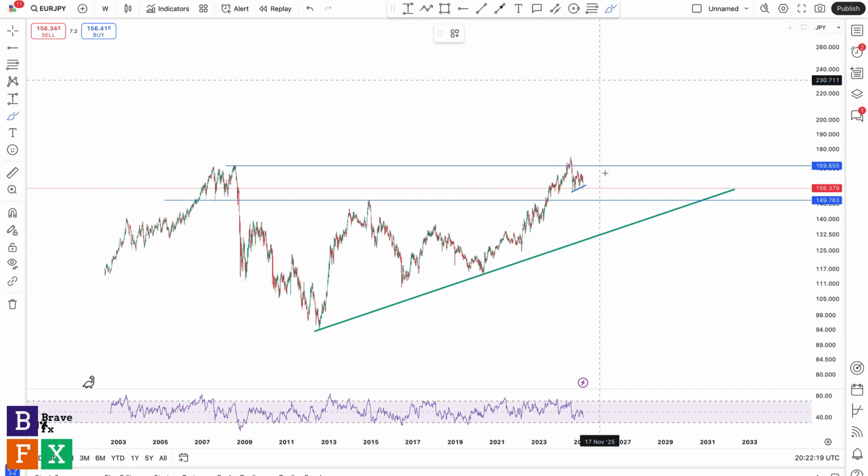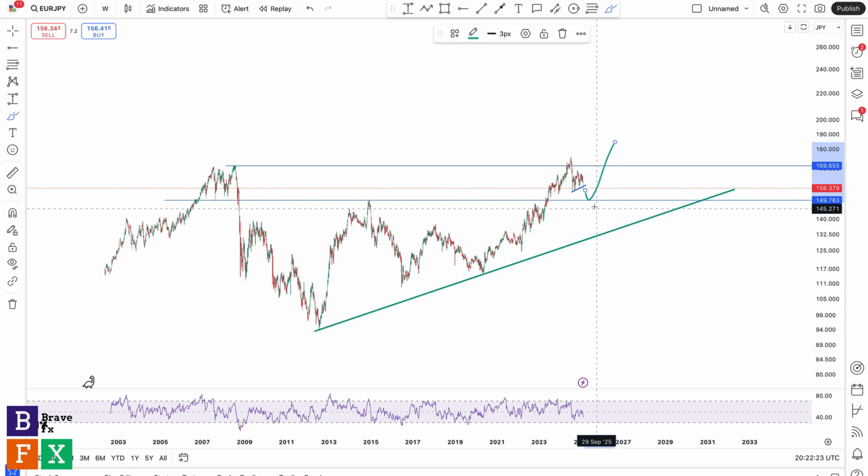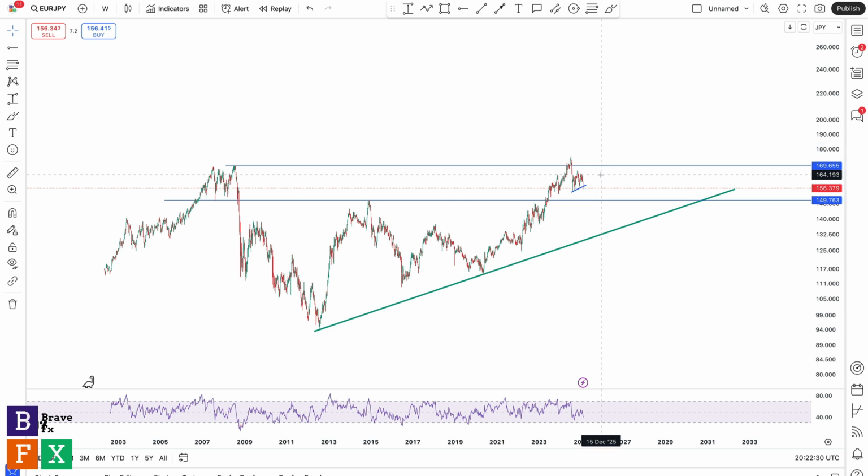For some sort of a bounce, right, before we probably go higher or go lower, as the case may be. There's no way to tell for now. So we're just going to follow the price action as it evolves.